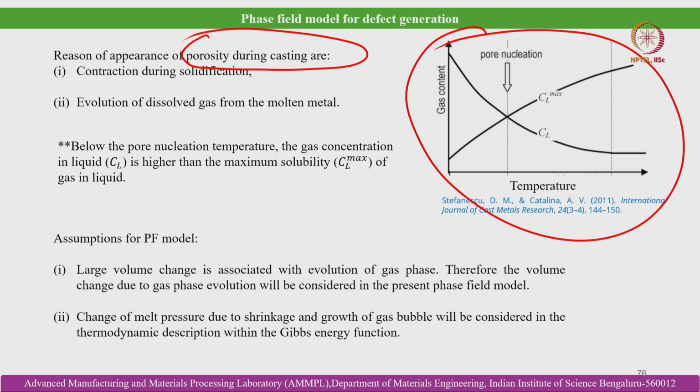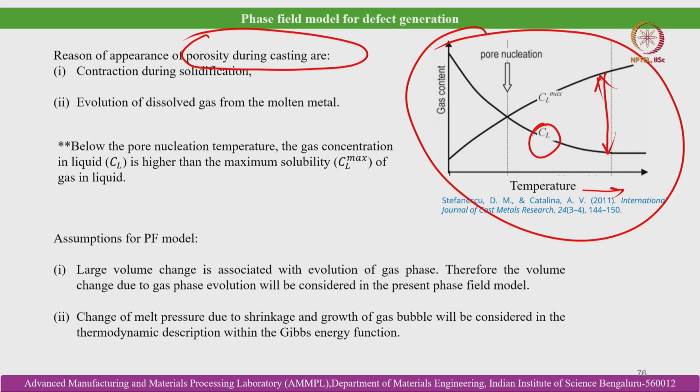So, the gas concentration in the liquid is decreasing with the increasing temperature. That means the actual content is decreasing, although Cl max, the maximum solubility, is increasing with temperature. So, the difference between these two limits, that is the maximum solubility limit at that particular temperature and the actual gas concentration present in the liquid, defined as Cl, is the concentration which is evolving as porosity within the solidifying melt.